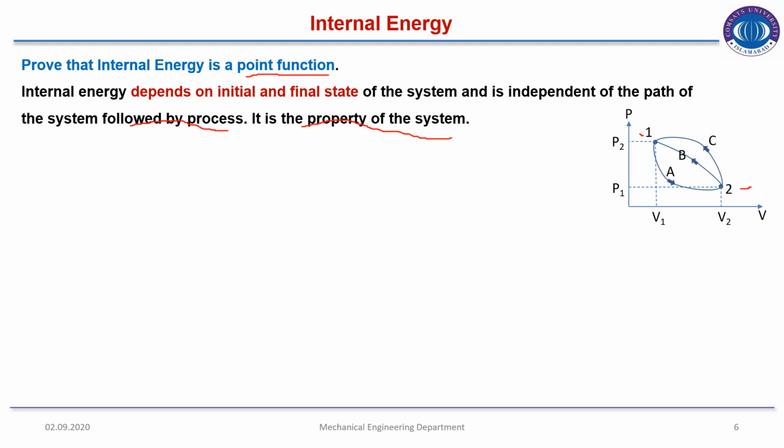In path A, the pressure is reduced from P2 to P1 and volume is increased from V1 to V2. You can see that in path A, state 1 to 2, pressure is decreasing and volume is increasing. Whereas in path B, the volume is decreasing and pressure is increasing from P1 to P2. And also in path C, volume is reducing from V2 to V1 and pressure is increasing.